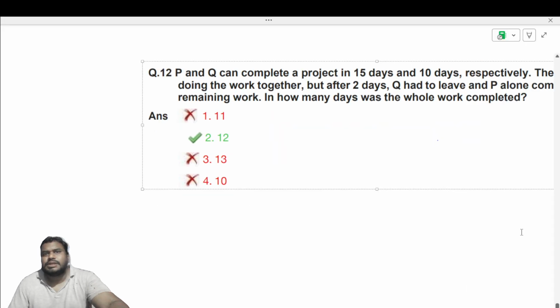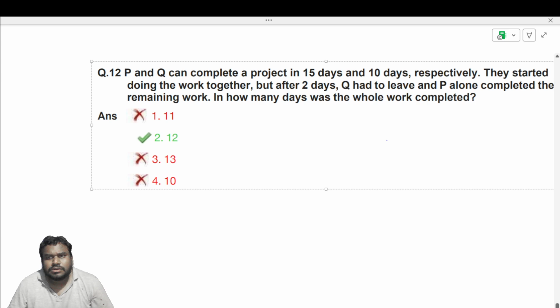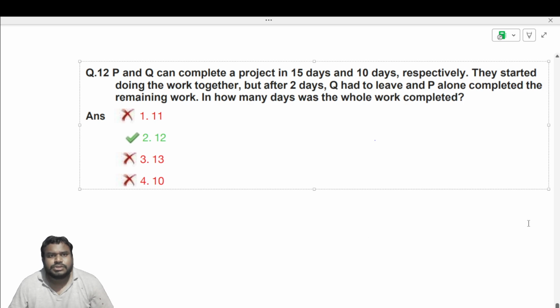P and Q can complete a project in 15 days and 10 days respectively. They started doing the work together, but after 2 days, Q had to leave and P alone completed the remaining work. In how many days was the whole work completed?